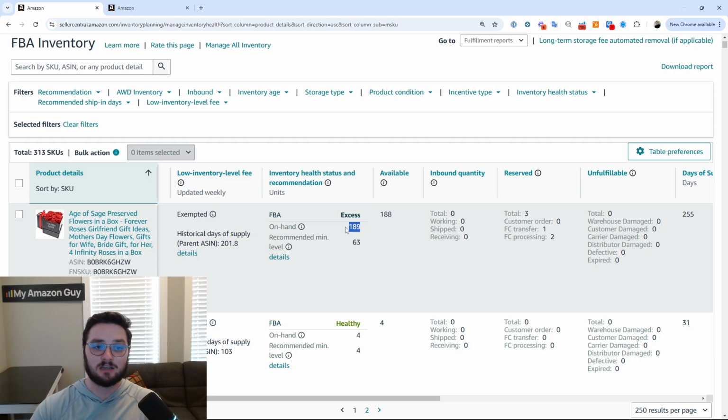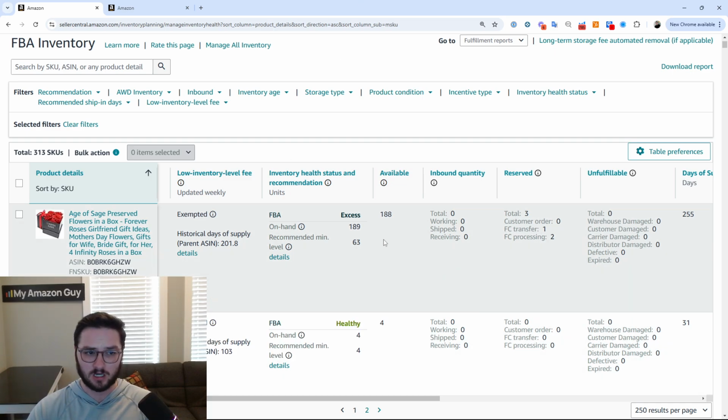Now, same goes for inbound quantity. Typically, when things are in the receiving aspect of things, you should see them during the FC processing or FC transfer. Same thing with shipped. This will not affect either the available or the on hand when it is in the shipped aspect. So, these are some things you should keep in mind when trying to accurately understand how much inventory you actually have and whether or not you are going to be applied for this low inventory fee.